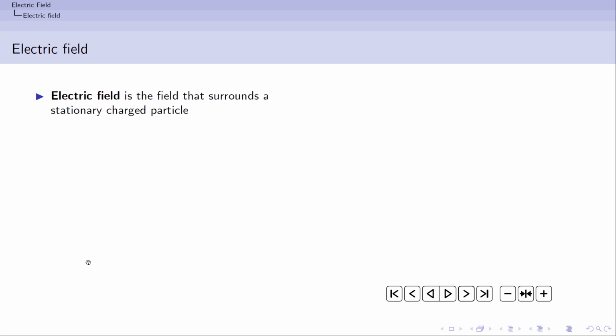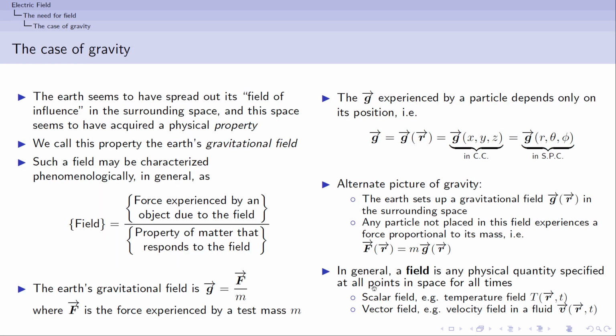So what is an electric field? Electric field is the field that surrounds a stationary charged particle. To put it simply, electric field is simply the field. And what is the field? We have defined a field earlier. Field is any physical quantity specified at all points in space for all times.